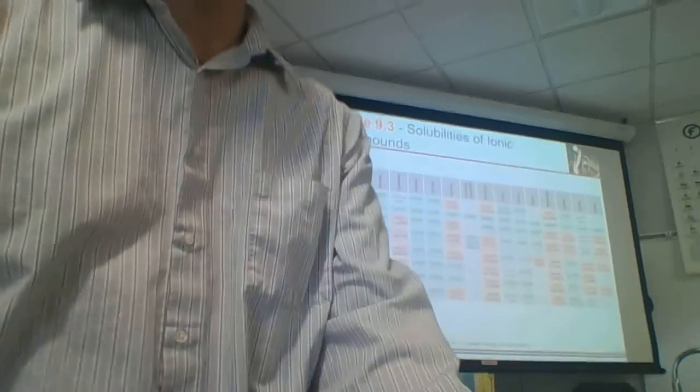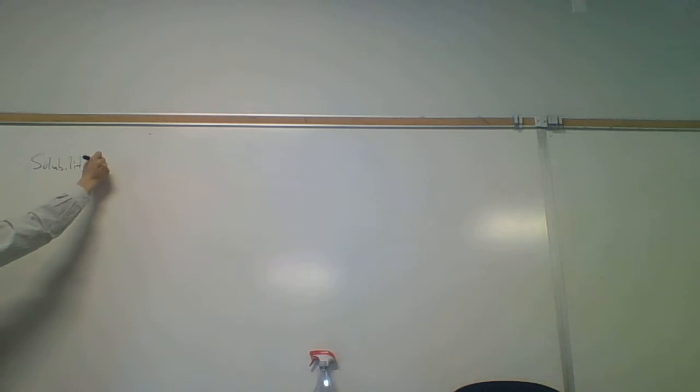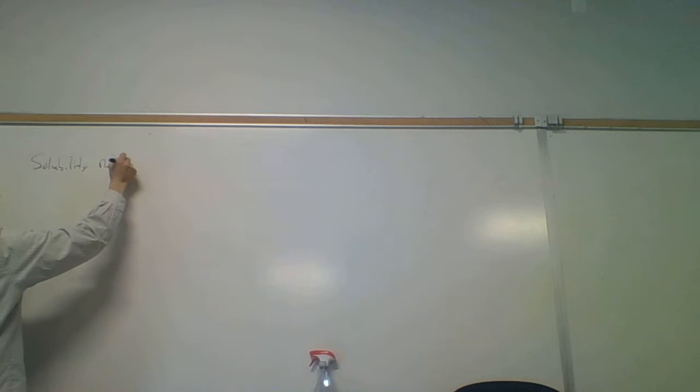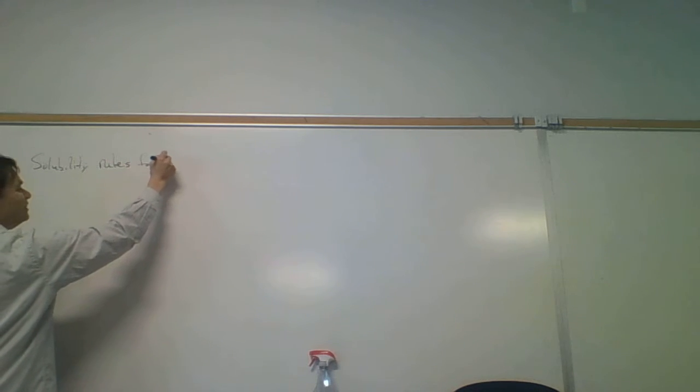If this is too much to memorize, we look for patterns. And now, is there a pattern to this? There are patterns to this. And so what we're going to do is we're going to just try to memorize a simple pattern. And so this is called the solubility rule for ionic compounds.